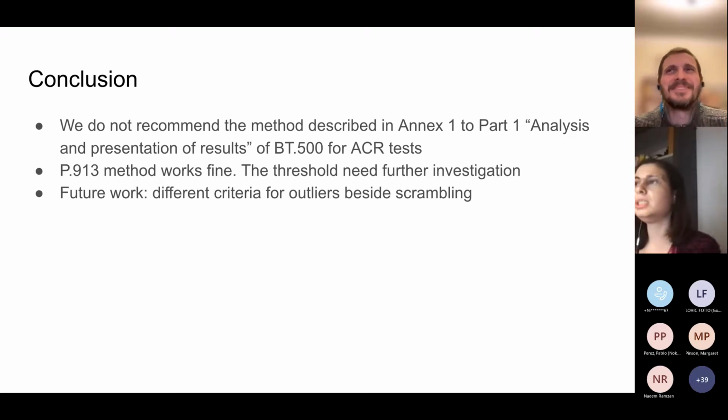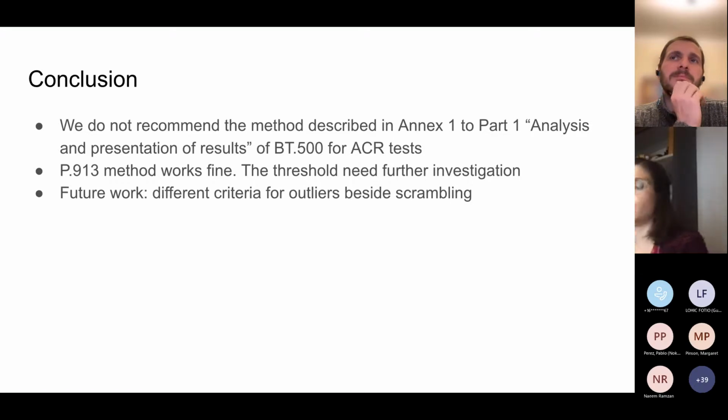The P913 method seems to work fine for our test. We need to investigate the threshold because it's quite arbitrary. And in this case, it worked quite well, but we had the flipping that was due to the scrambling in the first scenario. And it needs further investigation when there's more variability, for example, between the subjects. And also for future work, we want to check different criteria for outliers beside the scrambling, because it's only one way of basically tampering with the data and getting random answers.